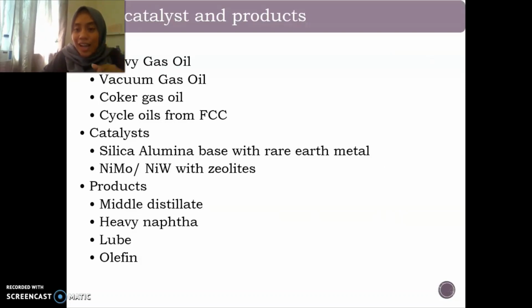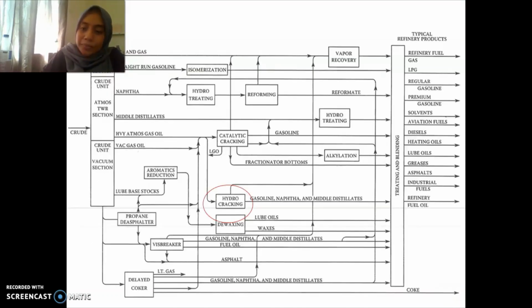So those are the feedstock of the hydrocracking, and the catalyst that is usually used for this process is the silica alumina faced with rare earth materials such as palladium, platinum, and nickel. And zeolite is also used as a catalyst, but with nickel molybdenum or nickel tungsten. So the product produced from the hydrocracking is gasoline, naphtha, and middle distillate.